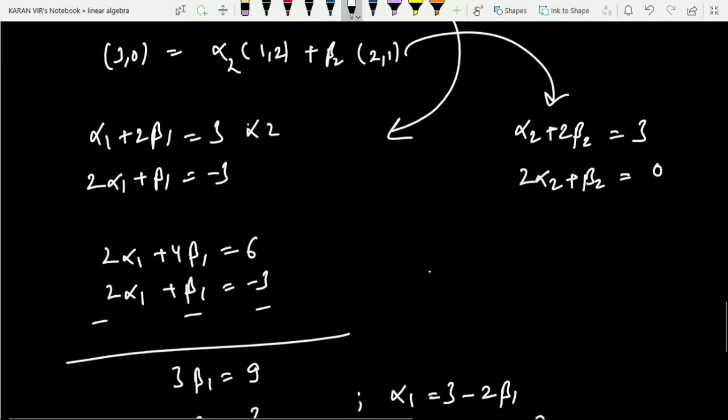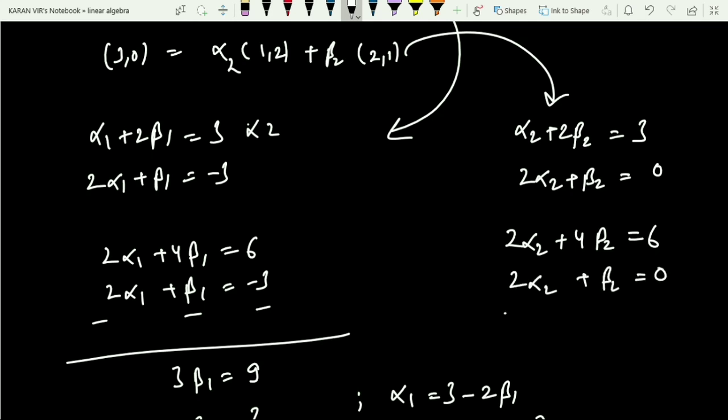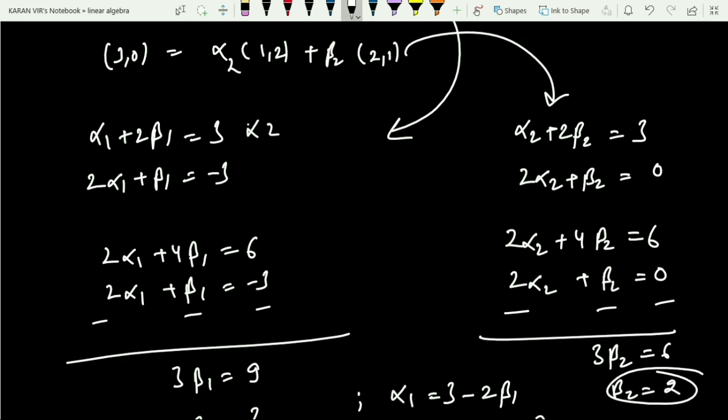So again it's an easy task. You can just multiply these equations. So 2 alpha 2 plus 4 beta 2 is equal to 6, right? And 2 alpha 2 plus beta 2 is equal to 0. So just subtract these equations. What you get here is 3 beta 2 is equal to 6. So beta 2 comes out to be 2, right? And similarly you can find the value of alpha.